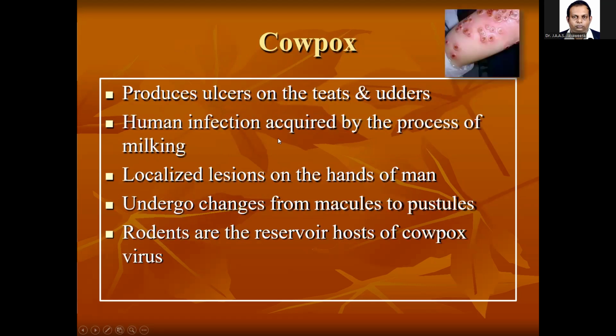Cowpox is another variety. It produces ulcers on the teats and udders of cows. Human infection is acquired by the process of milking, so it's an occupational hazard. Localized lesions on the hands undergo changes from macules to pustules. Rodents are the reservoir host of cowpox virus.